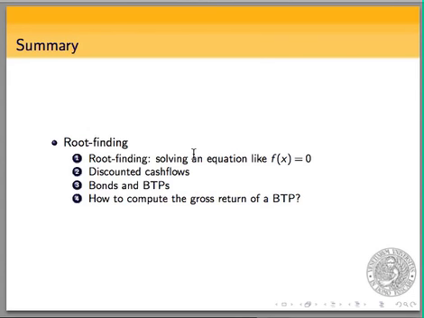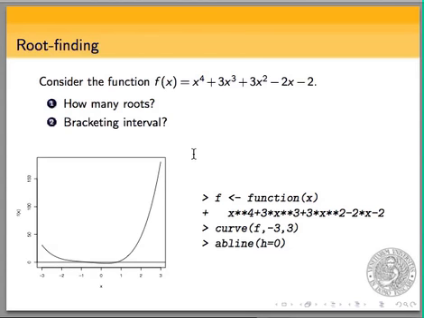After that, we will briefly review discounted cash flows. This is something which is useful in order to understand how to evaluate bonds, and in particular BTPs, which is our point number 3. And finally, I will use the previously seen root finding technique in order to compute the gross return of a BTP, which is an Italian government bond. So first of all, let's move to root finding.